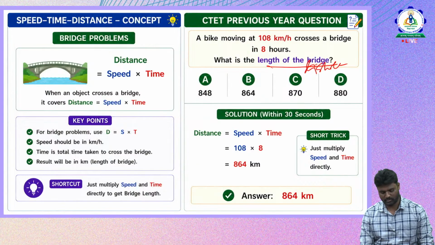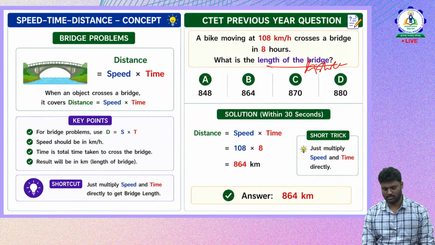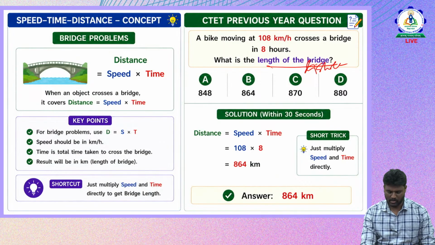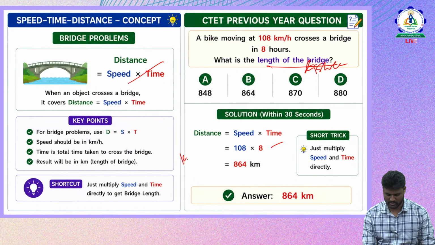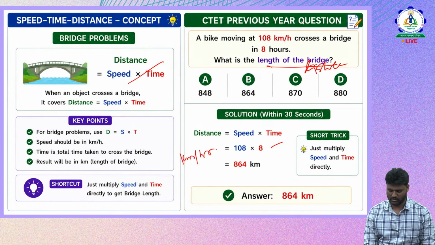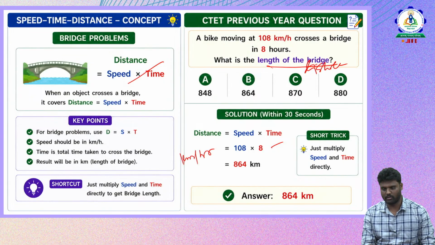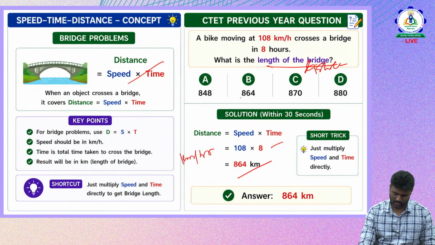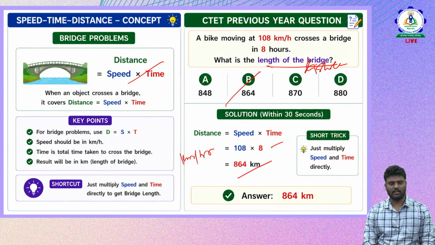So what is the formula to recall? The formula to identify the distance is speed into time, so directly the formula can be applied here. Distance is equal to speed, 108, and time, 8 hours. It is again in kilometer per hour only, so there is no need for conversion of the units here. Directly when you apply, 8 8s are 64, 8 1s are 8, 864 kilometers. Now let us see the option. 864, option B is the correct answer.